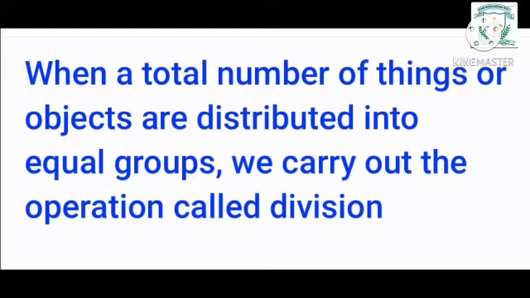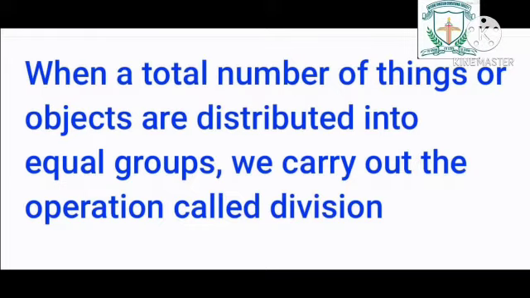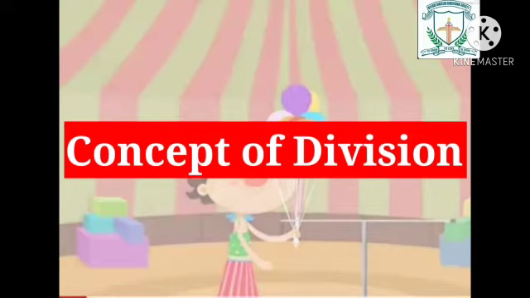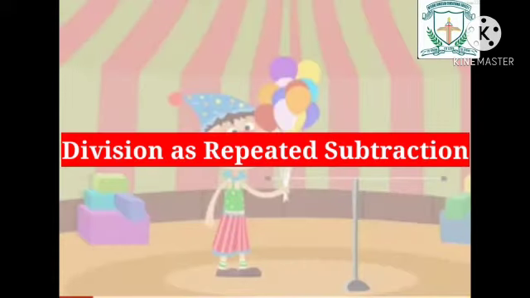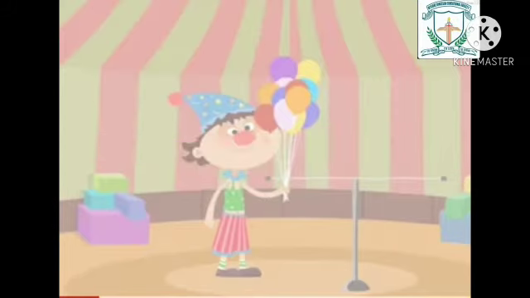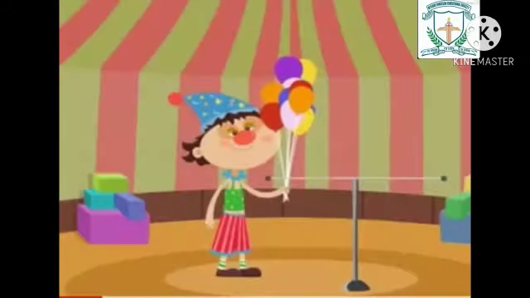When a total number of things or objects are distributed into equal groups, we carry out the operation called division. Let us learn the concept of division. We know that division as repeated subtraction. Let us understand this concept with an example.